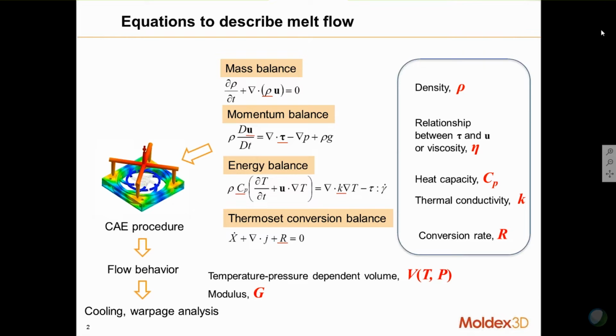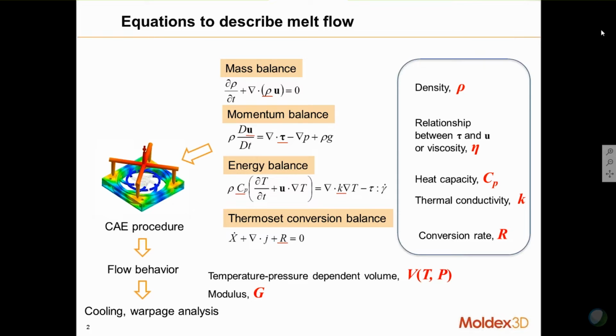When we are trying to do CAE simulations, what we are trying to do essentially is to solve these governing equations. What you can see here on the board ranges from mass balance and momentum balance to energy balance. What these equations have in common is that you need to have the material properties in order to solve them. You need density, viscosity, heat capacity, thermal conductivity, and so on and so forth. So these are the fundamental material properties that we need in order to address these issues.